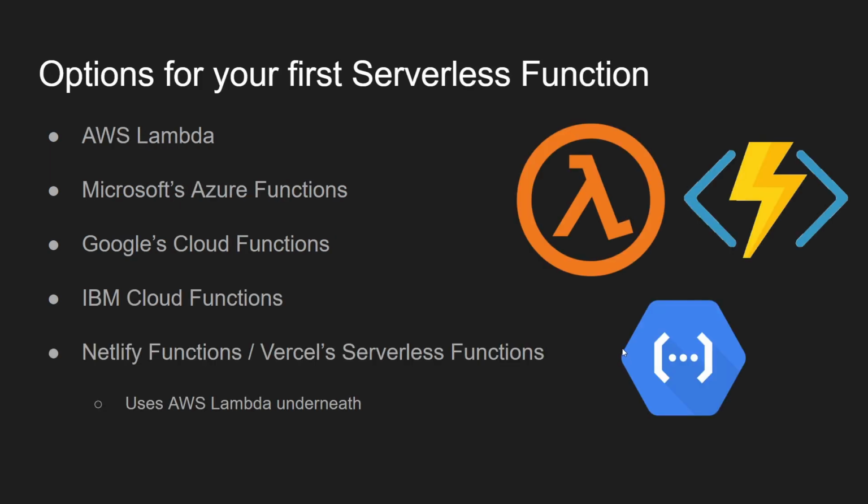And finally, just to go over a couple of options out there for writing your first serverless function. Now, the three largest cloud providers are AWS, which offers AWS Lambda, Microsoft Azure, which offers Azure Functions, and Google Cloud Platform, which has Cloud Functions. There are also many other serverless options such as IBM Cloud Functions, Netlify Functions, or Vercel's serverless functions. And if you're actually curious, Netlify and Vercel actually use AWS Lambda underneath their serverless functions. And personally, I have more experience with AWS Lambda, so I am slightly biased towards it.